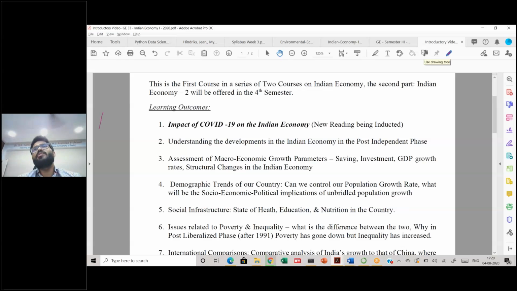The second issue that will be covered is the post-independence structure of the Indian economy. What has been the evolution of the Indian economy? We will talk about macroeconomic parameters. We will see what has been the GDP growth rate, the savings rate, the investment rates, how the Indian economy has changed its very character from being an agrarian economy to a service-led economy, and what are the problems in that structural transformation.